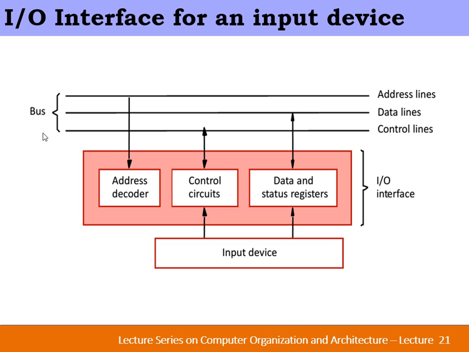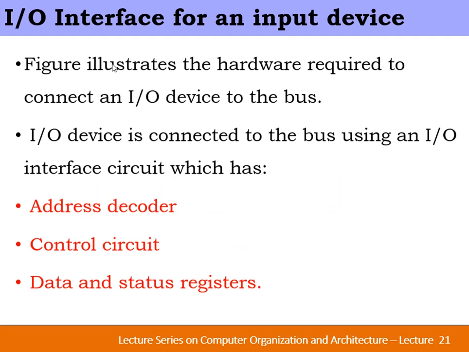Together these 3 sets of lines we call a bus, and in between we have an IO interface. The interface components are the address decoder, control circuits, and data and status registers. Let us discuss each one of these. The figure illustrates the hardware required to connect an IO device to the bus. So if I want to connect any IO device to the bus, it illustrates the different hardware components that are required.